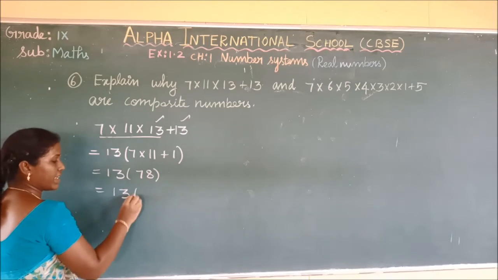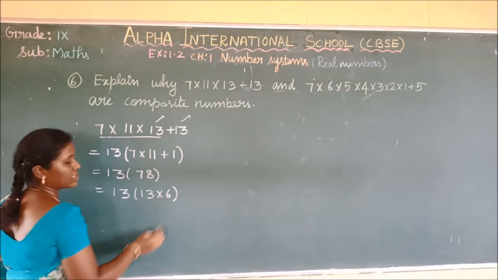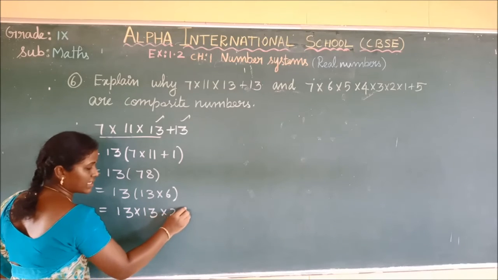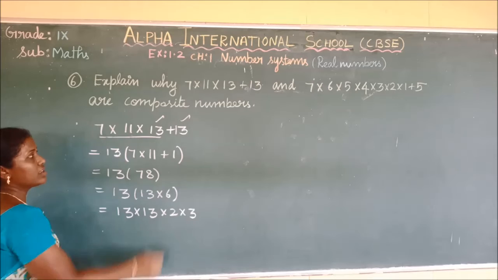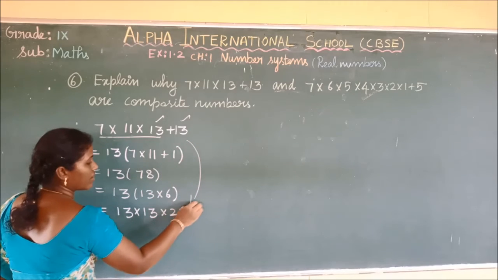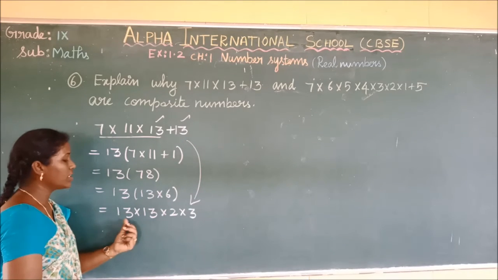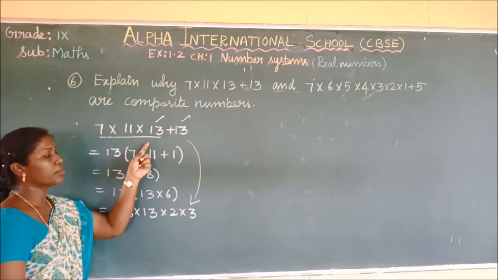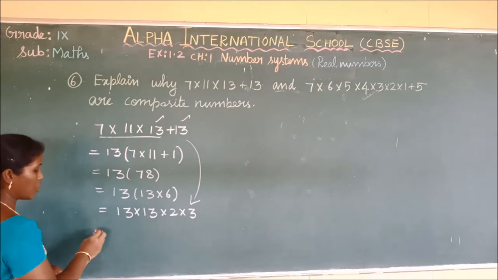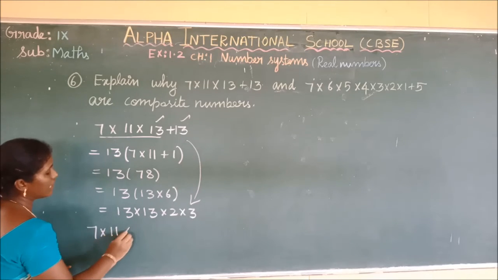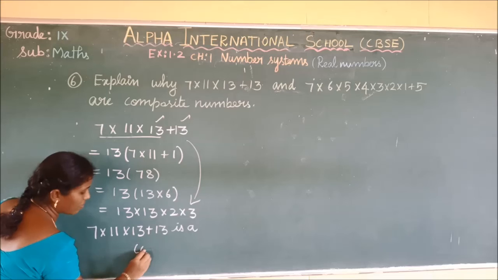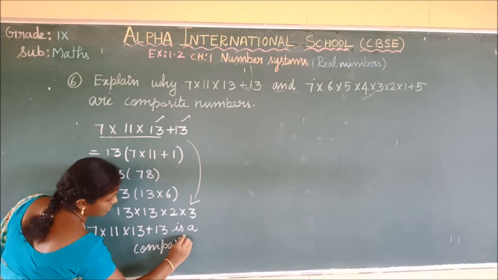Here 78 can be written as 13 into 6, and 6 can be written as 2 into 3. See, the given expression I am just writing as a product of primes. I am getting the whole expression as a product, and all the numbers are prime numbers. So, if this number is expressed as the product of primes, surely the given number is a composite number. So, we can write the conclusion: 7 into 11 into 13 plus 13 is a composite number.